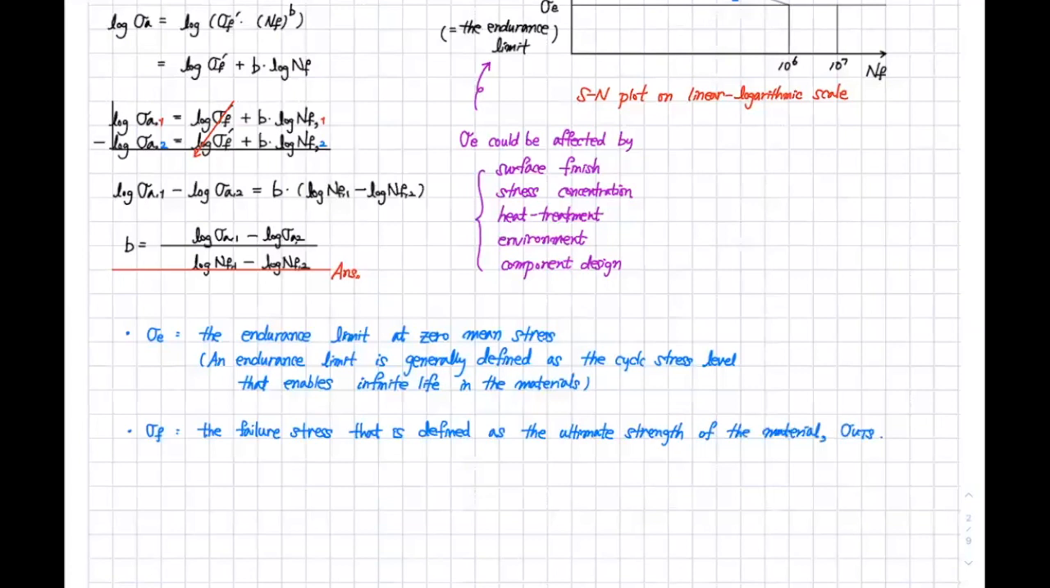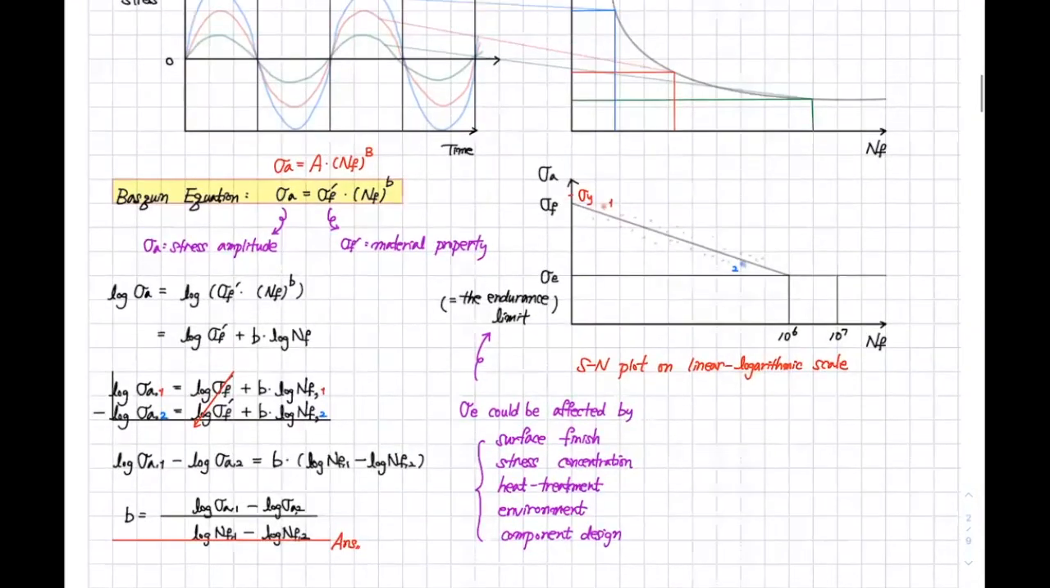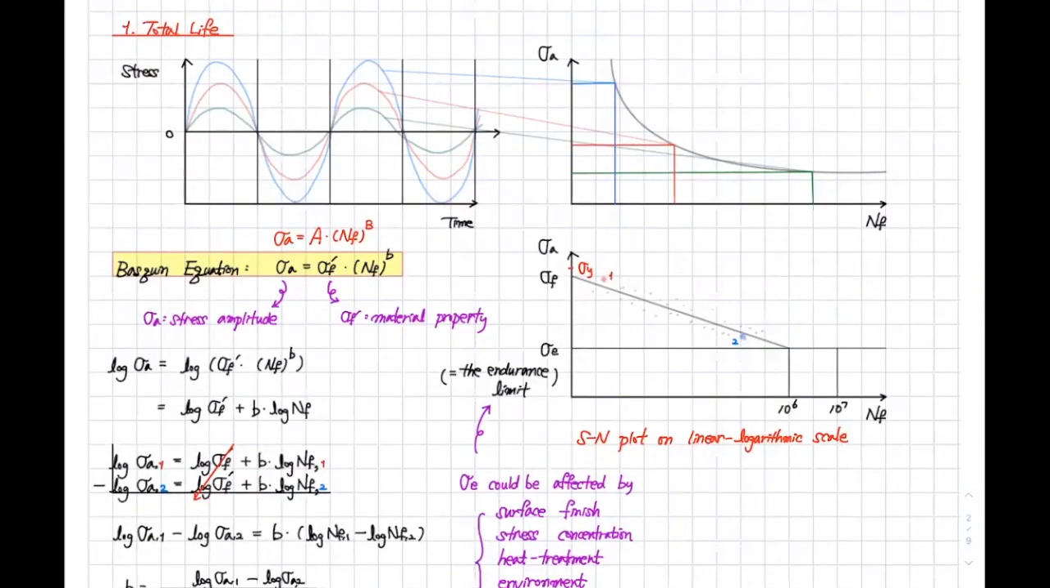If you're considering more safety factors, then this kind of failure stress could be much smaller. For example, if your safety factor is 2 and your material can resist 1,000 megapascals as the ultimate strength, then maybe your setup is 500 instead of 1,000, something like that. But anyway, this is the information for the total life.